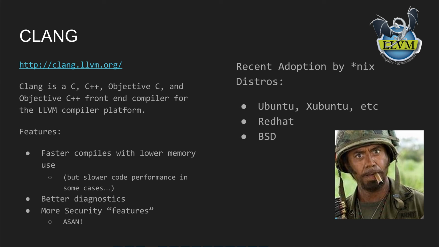Its features compared to GCC are faster compiles with lower memory use, but many times, depending on the features or the flags you compile with, it may cause slower code performance in some cases. It has better diagnostics and it has more security, quote unquote, features, the best of it being AddressSanitizer, or otherwise just called ASAN. It has been recently widely adopted by various Unix distributions, and notably, this includes Ubuntu, Xubuntu, and the whole Ubuntu family, Red Hat, BSD, and possibly several others.